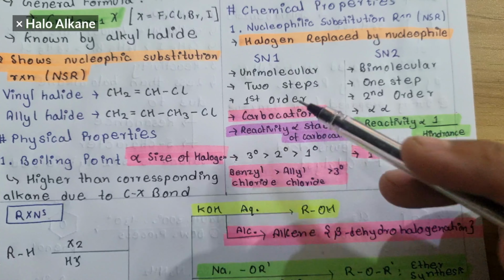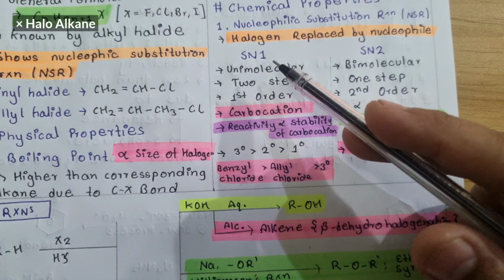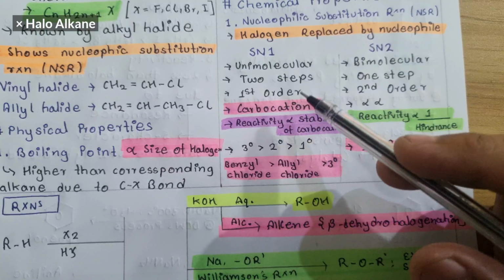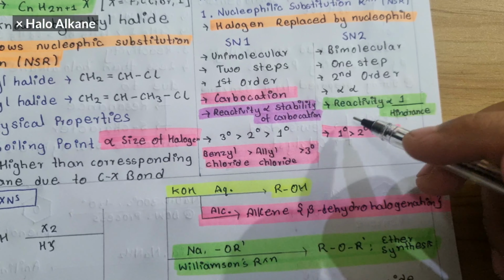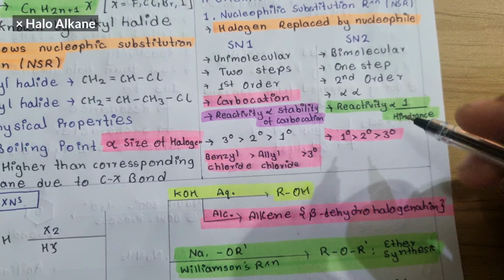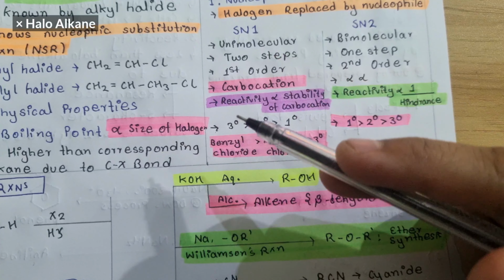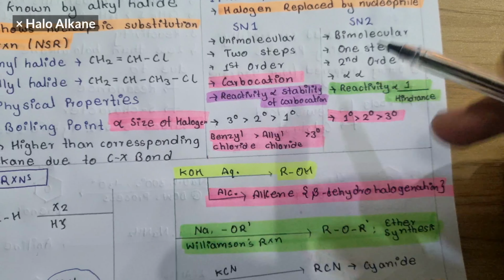Formation of carbocation happens in SN1, but it doesn't form in the SN2 reaction. For SN1, the reactivity is directly proportional to the stability of the carbocation formed. For SN2, as the carbocation doesn't form, reactivity is inversely proportional to steric hindrance. For SN1 reaction, tertiary haloalkanes are more reactive. For SN2, primary are more reactive.